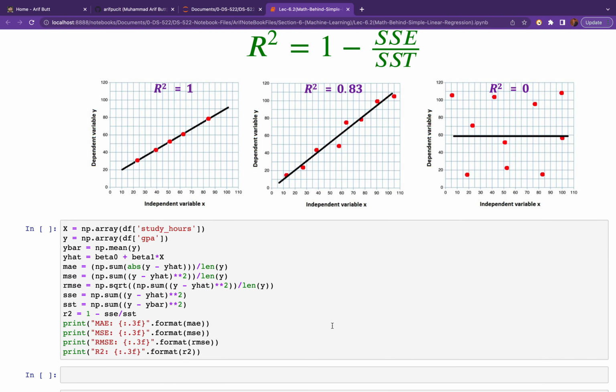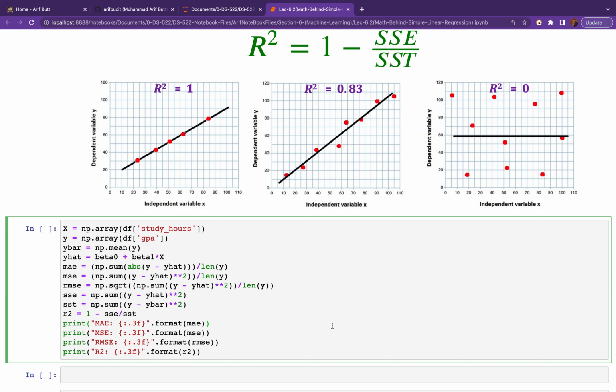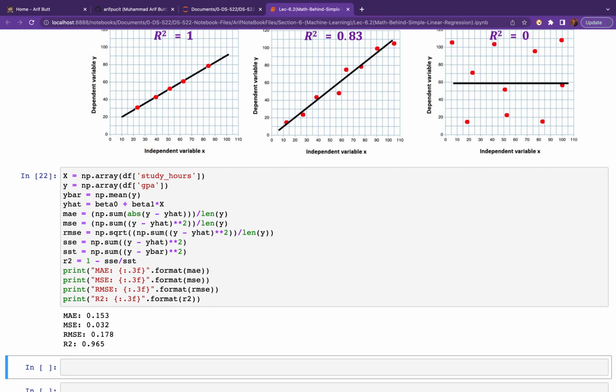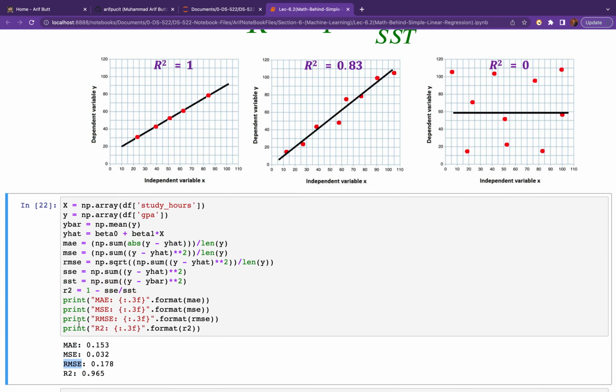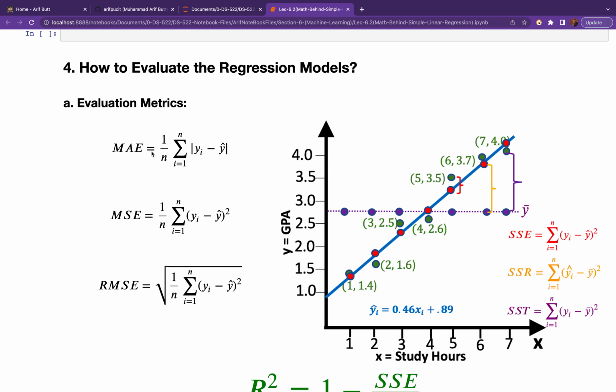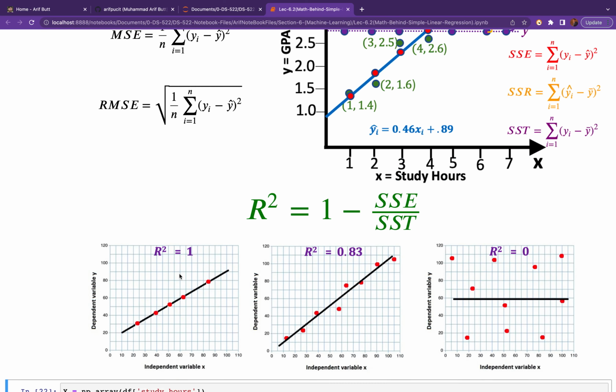And here is a simple code where I have used these formulas to compute the four metrics for our study hours and GPA dataset. Let me execute the code. The mean absolute error, mean squared error, and the root mean squared error. These are the formulas: mean absolute error, mean squared error, and root mean squared error. These are just what we discussed above, just taking the mean.